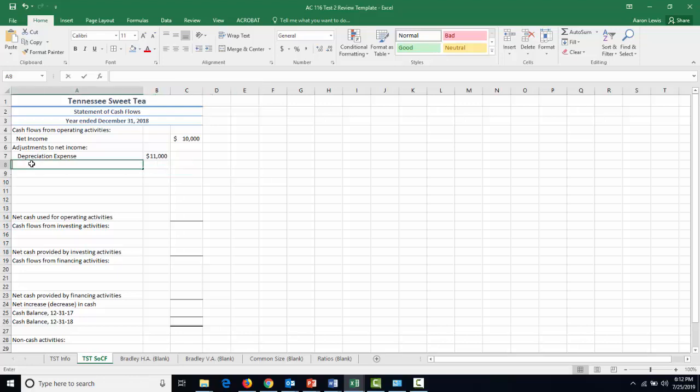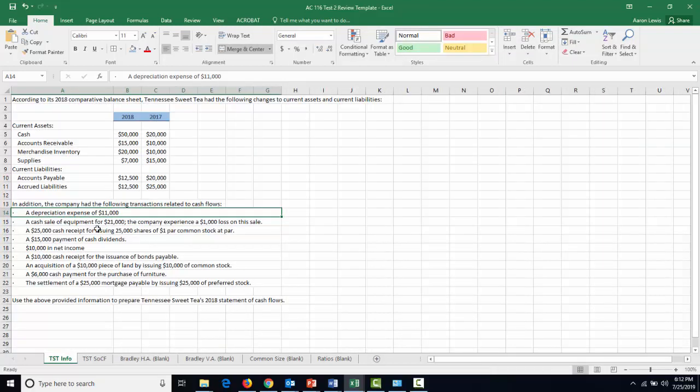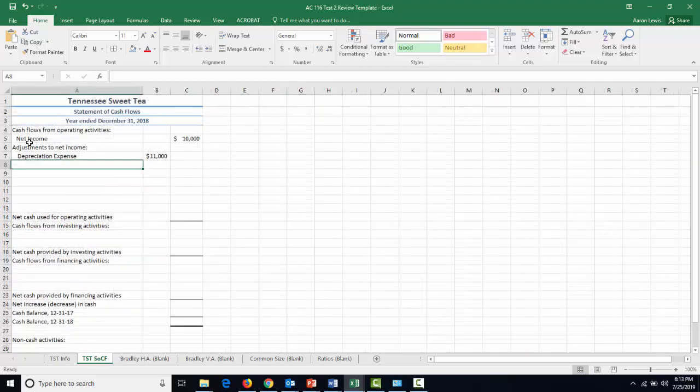Second step that I like is to look for any gains or losses. So let's go to our info sheet. And on our info sheet, we see right here in the second bullet down that they sold equipment. And when they sold this equipment, they experienced, let me fix my typo over here because I'm professional like that, a $1,000 loss on the sale. So we can go to our statement of cash flows, throw it in here. We had a loss on sale of equipment.